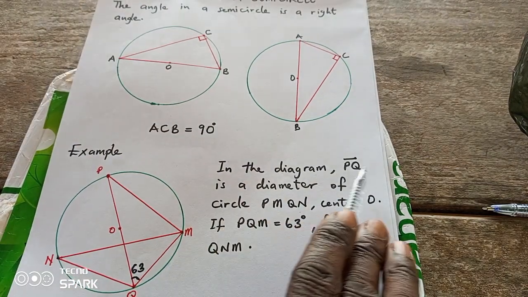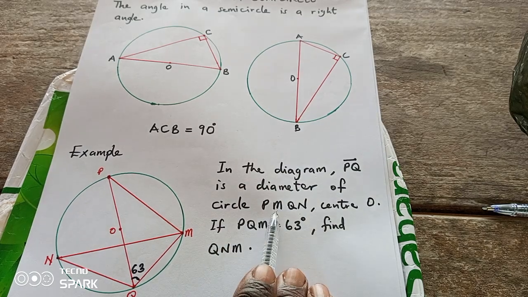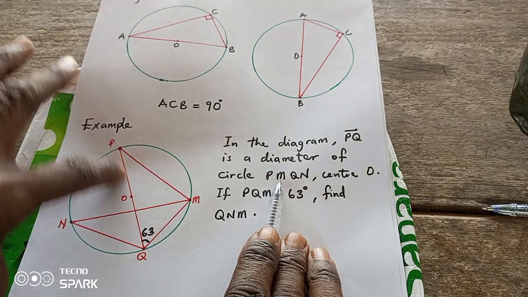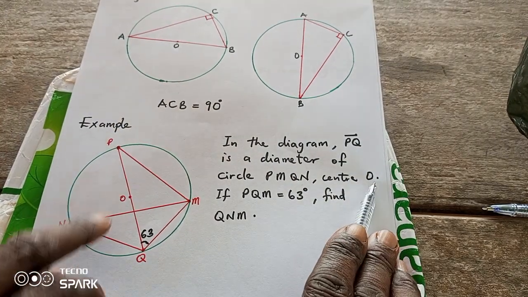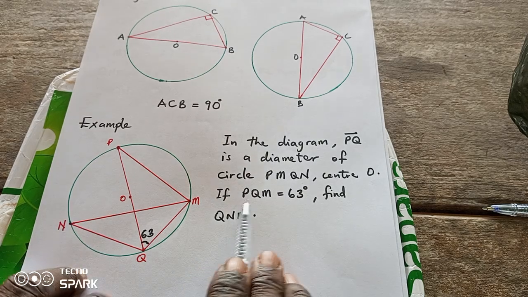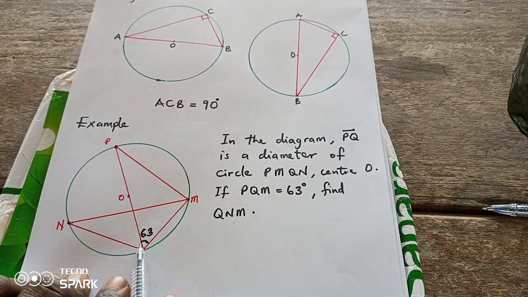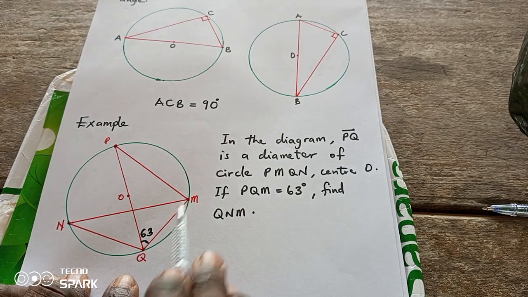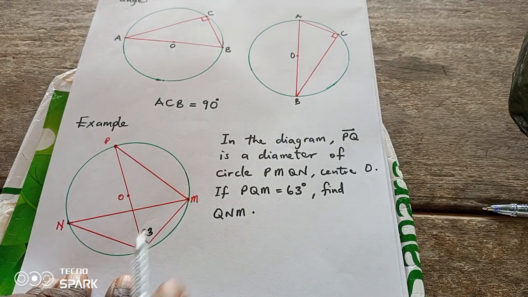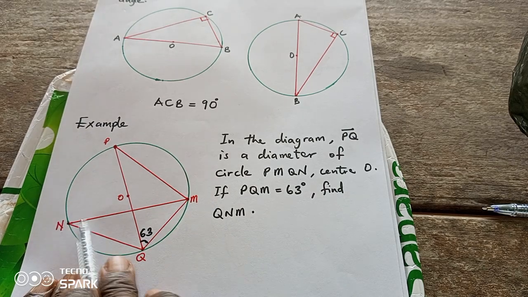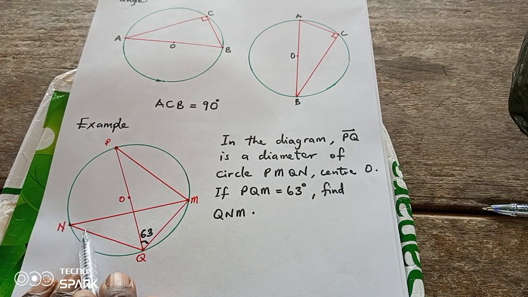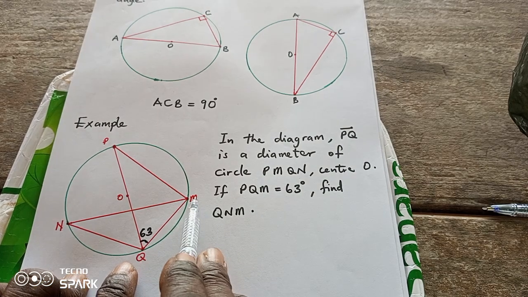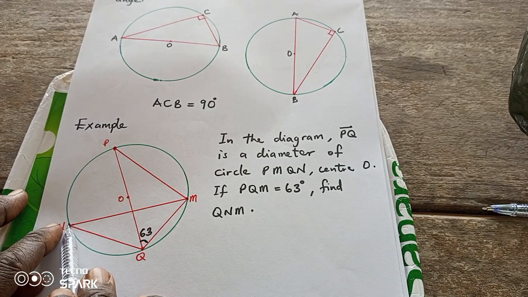In the diagram, PQ is the diameter of the circle PMQN, with center O. If angle PQM is 63 degrees, find angle QNM. You are told to look for this particular angle. They said this one is 63, and you are now told to look for this particular angle.